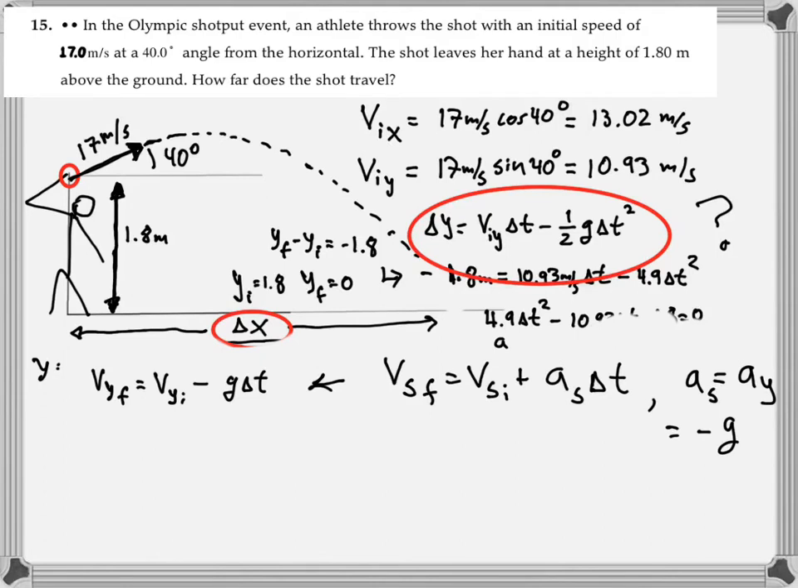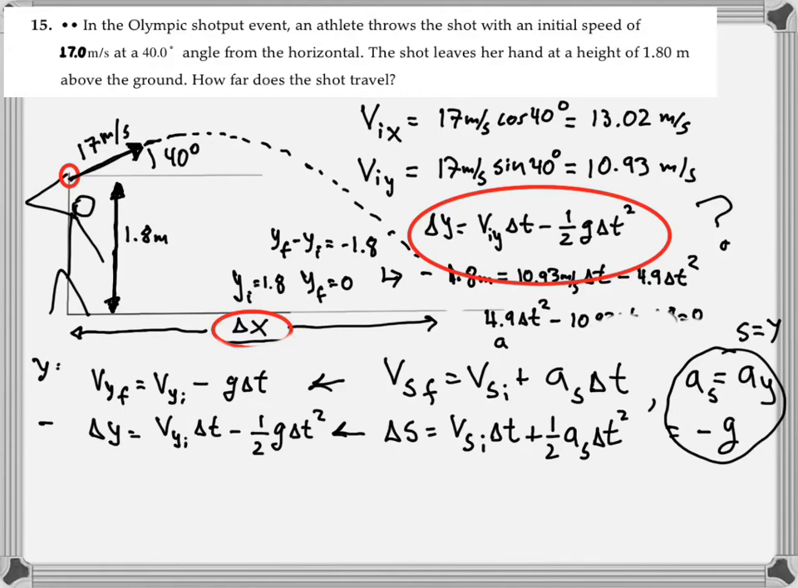So for looking at the vertical motion of the shot, we need to replace S with Y, and the acceleration in the Y direction is minus g for a projectile. So replacing a_s with minus g and s with y, you get the equation on the left: Vy final equals Vy initial minus g delta t. So that's one of the equations that would apply for the projectile motion that we have in this problem.